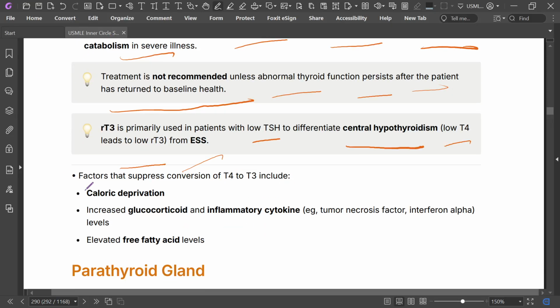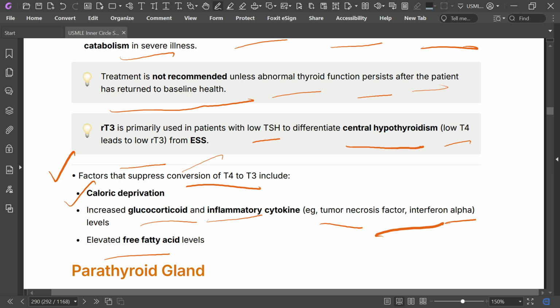Factors that suppress the conversion of T4 to T3: caloric deprivation, increased glucocorticoids, inflammatory cytokines like tumor necrosis factor and interferon alpha, and elevated free fatty acid levels. That's all about the thyroid part of my journey.